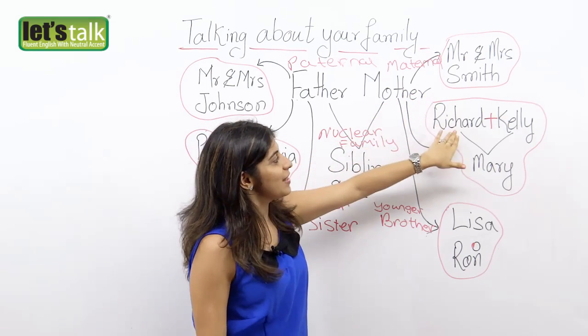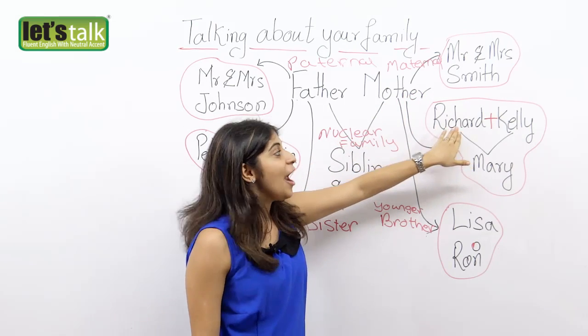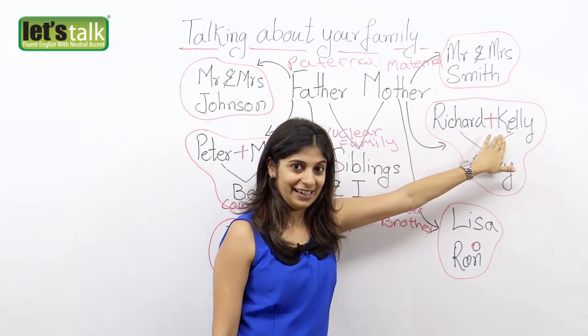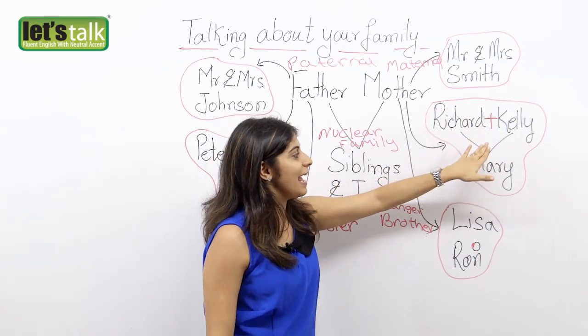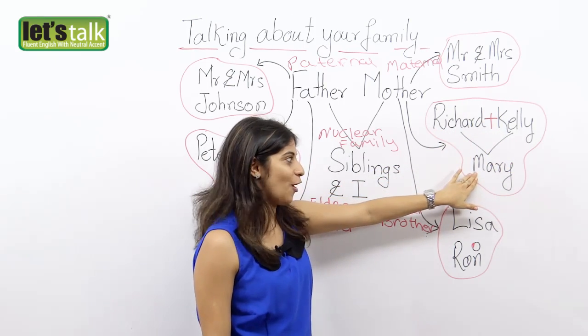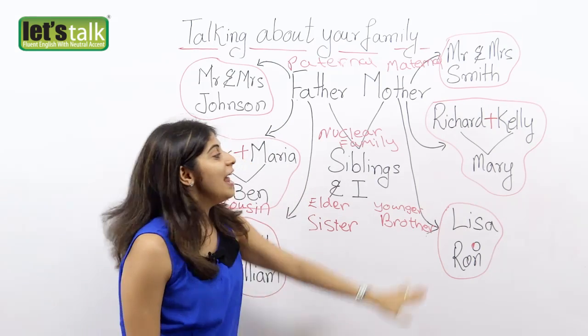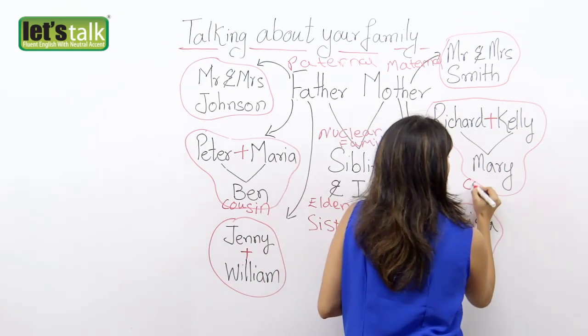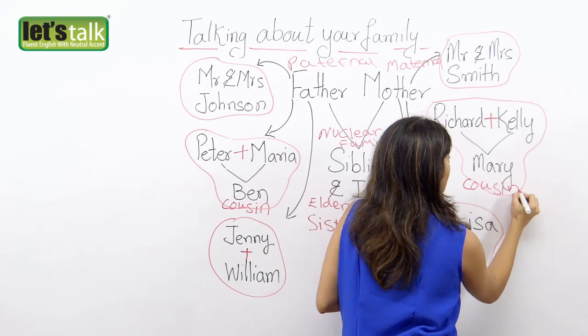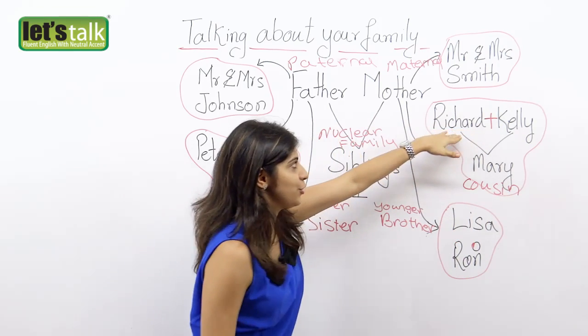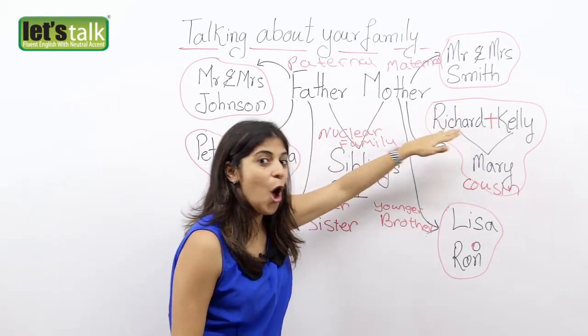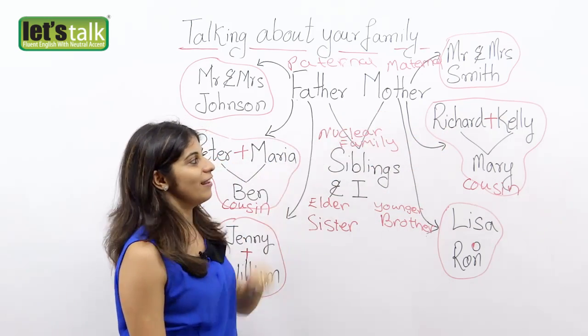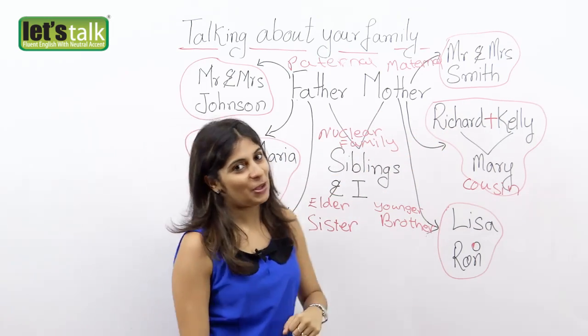Your mother also has a brother called Richard. Richard is married to Kelly. And Richard and Kelly have a beautiful daughter called Mary. Now Mary is your cousin. And Richard, who is your mother's brother, would be your maternal uncle, and Kelly would be your aunt.